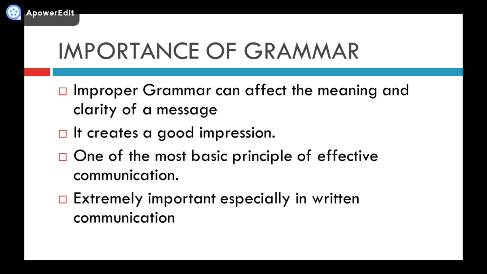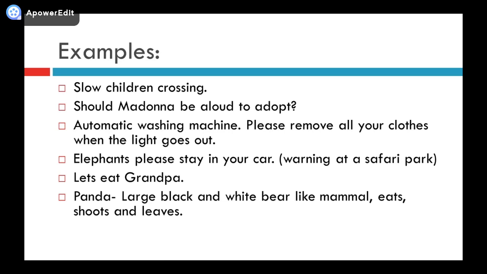Okay, to understand these, I have made another slide. Okay, this is examples. First one, slow, children crossing. Second sentence, should Madonna be allowed to adopt? Automatic washing machine, please remove all your clothes when the light goes out. Elephants, please stay in your car. This is a warning at a safari park. Let's eat grandpa. And panda, panda is what? A large black and white bear-like mammal, eats shoots and leaves.